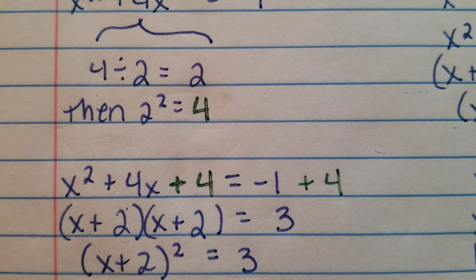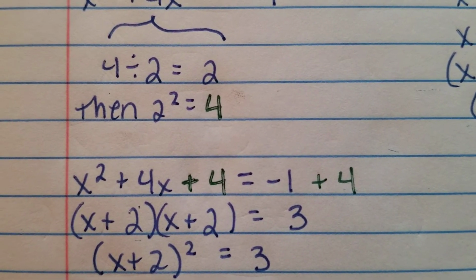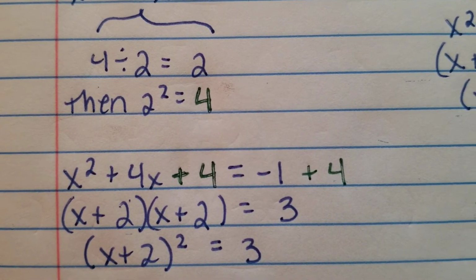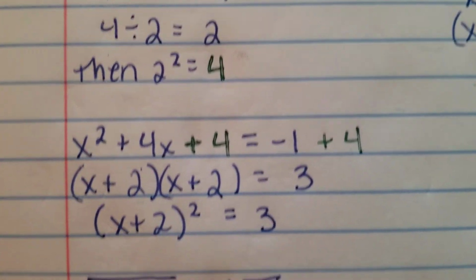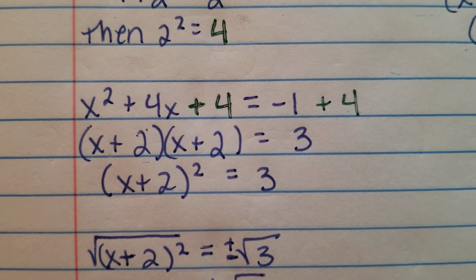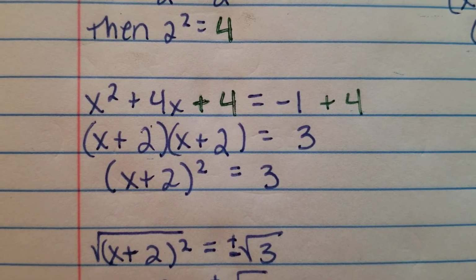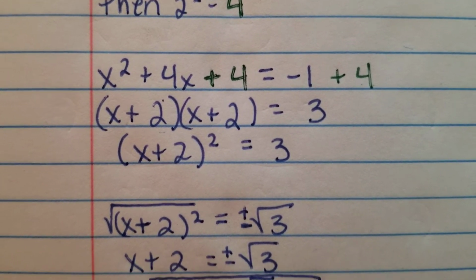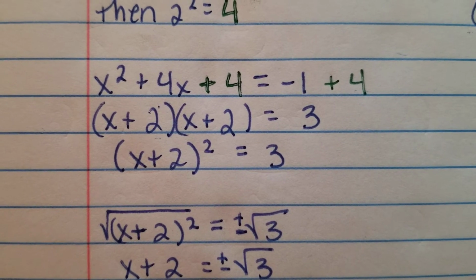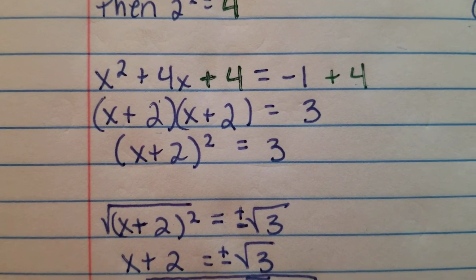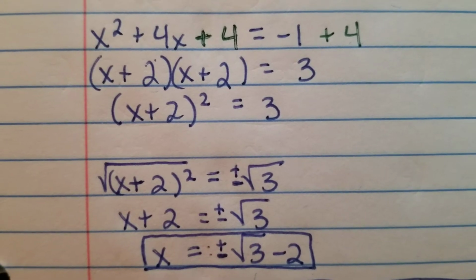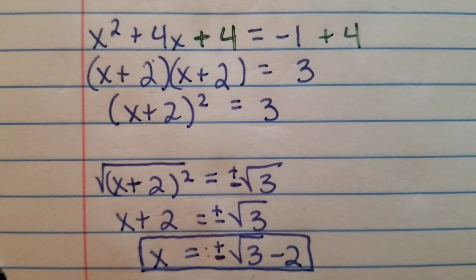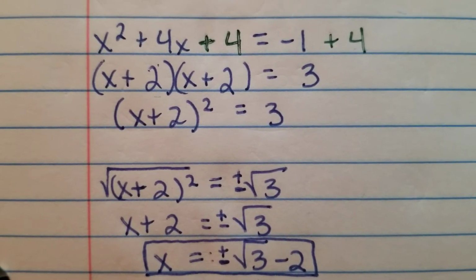So you'll start to see a pattern here. I'm only going to actually do one more problem, but in general, when you're working these, you're going to see a pattern. So we're going to square root both sides, which gives us x plus 2 equals plus or minus the square root of 3. We subtract 2 from both sides, and we end up with x equals plus or minus the square root of 3 minus 2, and that's our answer.